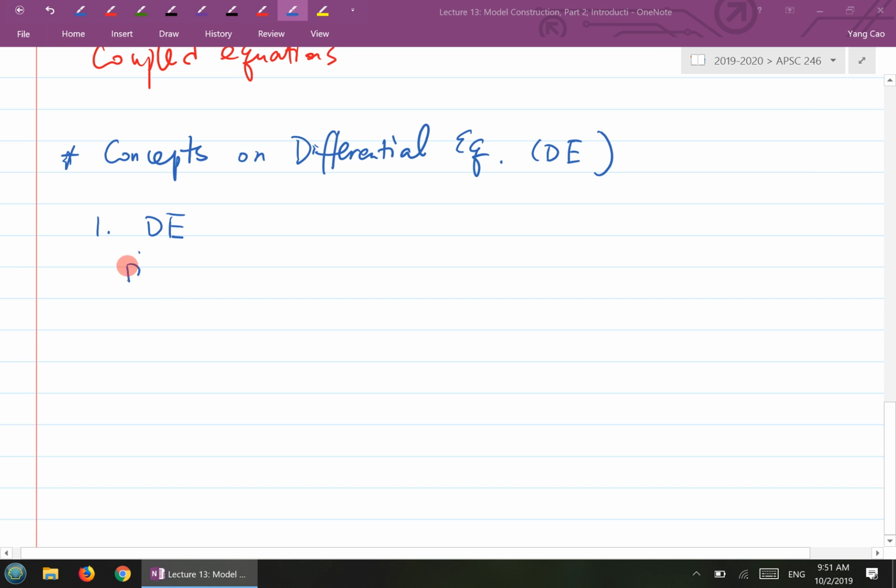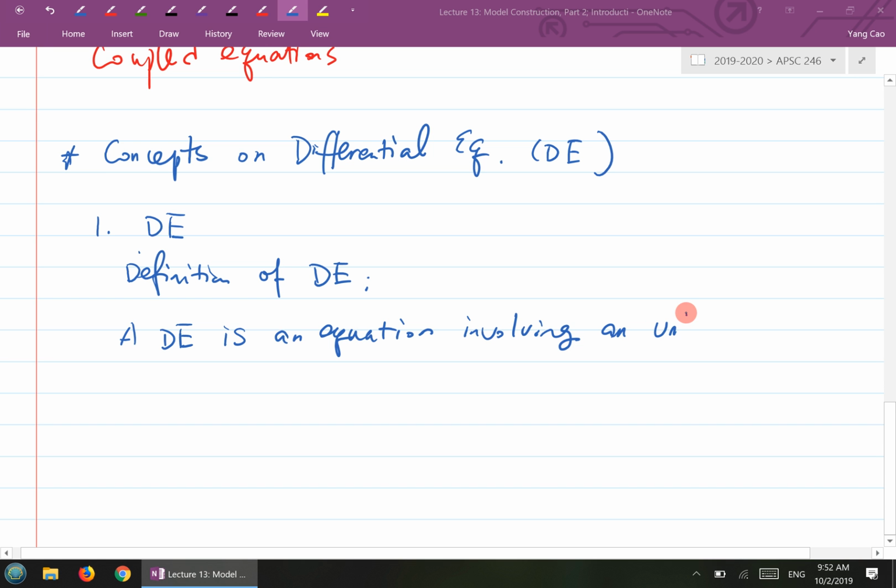Okay, so what's the definition of a DE? DE is probably the top level of the definition. As you will see, it basically covers the subcategories of the differential equation that we're going to introduce. So a DE is an equation which involves an unknown function, whatever the function is, and its derivative. So that's a DE. It's an equation involving a function and its derivative.